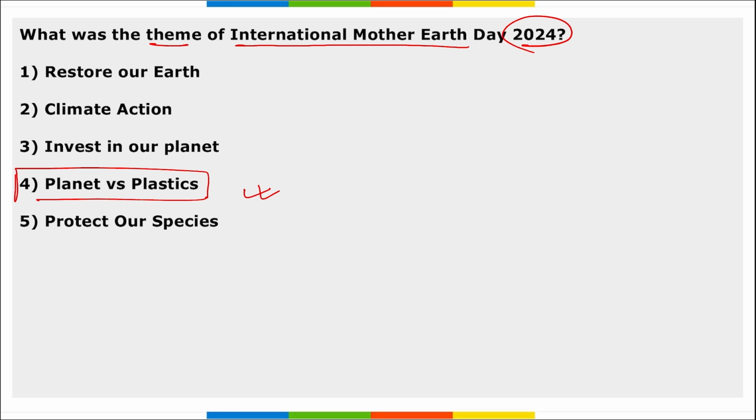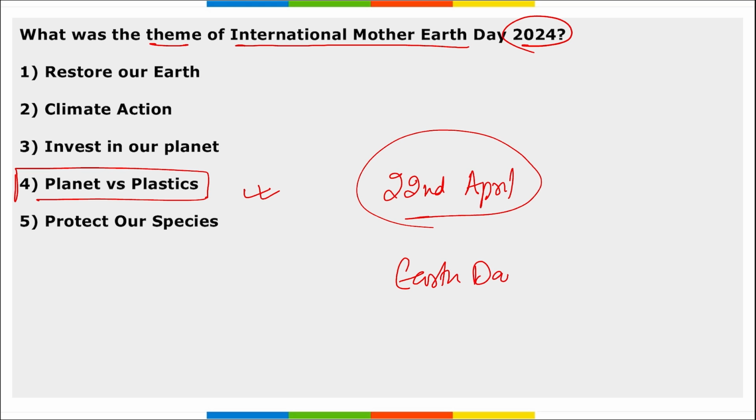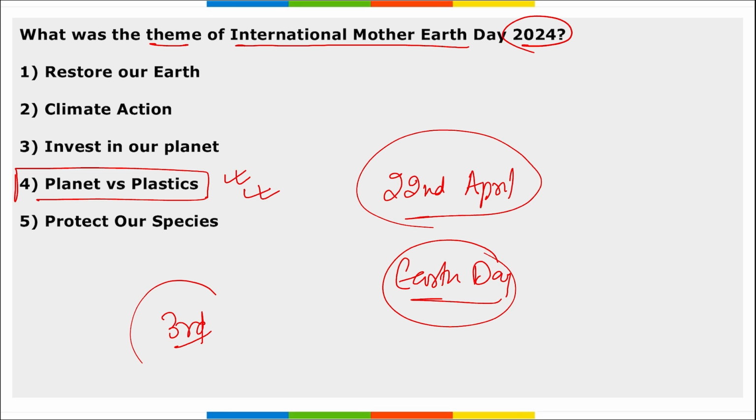Right? Observed, and when, what is the day? It is on 22nd April. We observe National Mother Earth Day. This day is also known as Earth Day, and we have seen the theme planet versus plastic. This year it was the third Mother Earth Day that was celebrated, and this is within the UN Decade on Ecosystem Restoration, that is between 2021 to 2030.